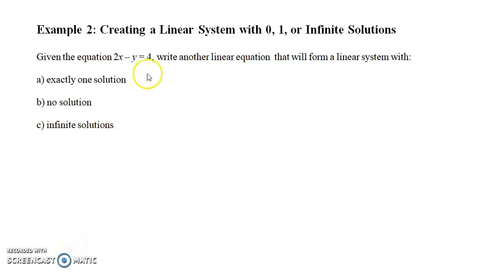Hello everybody, welcome back. Today we're looking at example 2, creating a system with 0, 1, or infinite solutions.